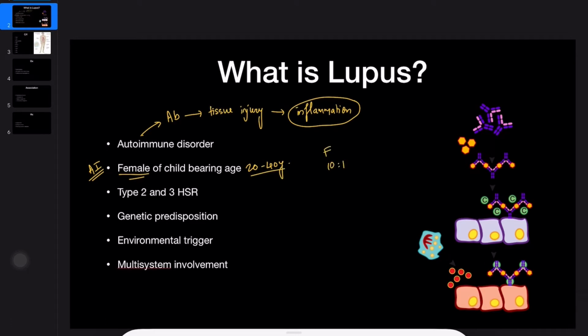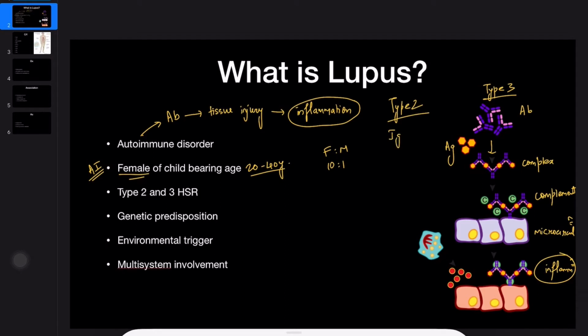This is very important. SLE is a type 2 and 3 hypersensitivity reaction. So as you know, in type 3, antibody-antigen complexes are formed which lodge in the microcirculation and thus cause damage via complement and inflammation. Type 2 involves formation of IgM and IgG antibodies against the antigens present on the cells, for example RBCs, so they will cause destruction of these cells and result in cytopenia.